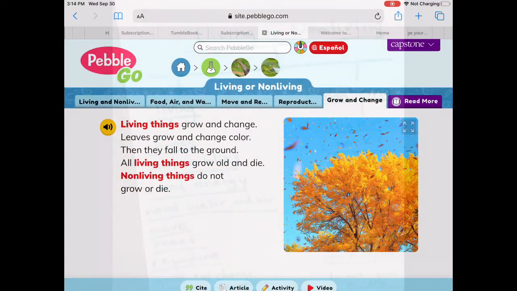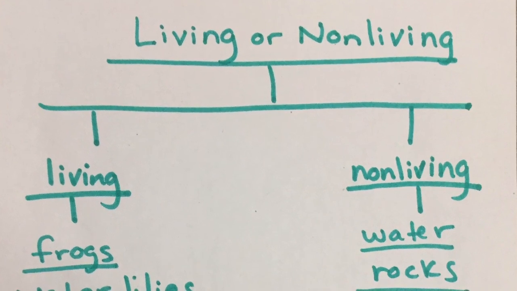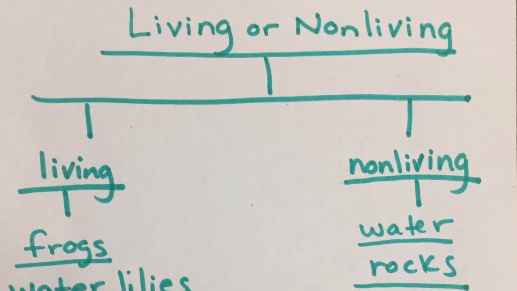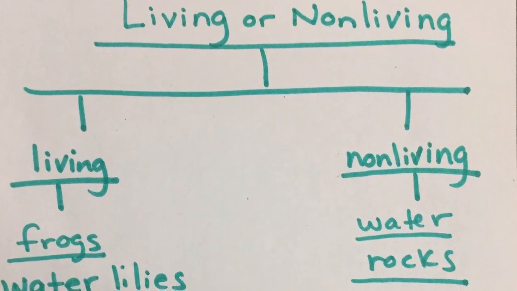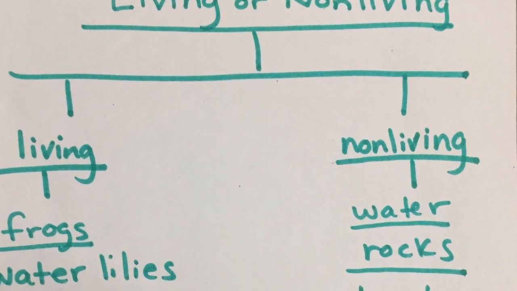My tree map. You can go ahead and get onto Pebble Go and reread the article whenever you need to. Boys and girls, you do not have to take notes on a tree map while you're rereading living or non-living. I just wanted to share my notes because we're going to go back to these notes later on for our next activity.